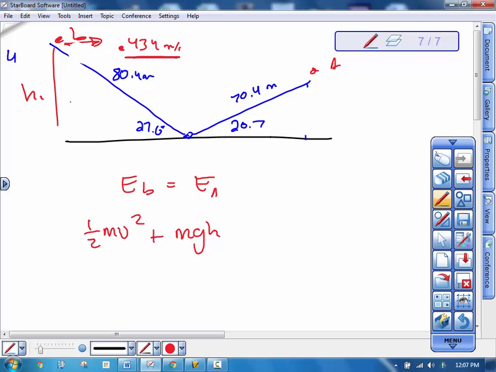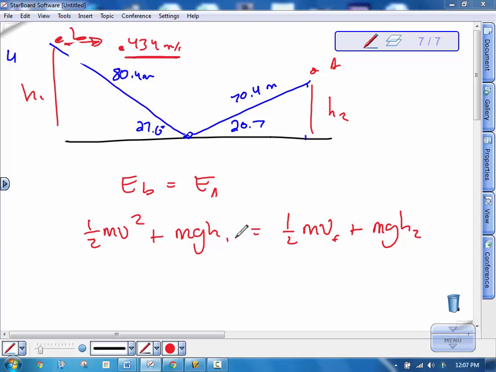Call that height 1. Okay, and then afterwards I'll call this height 2. It's going to have kinetic, I'll call this v final, plus mgh, where I'll call this h2. So we need to find those values. You need to use opposite over hypotenuse. So you need to use sine of 27.6 equals opposite over hypotenuse to find this height. And then same thing with this one. Use sine of 20.7 equals opposite over hypotenuse to find this vertical height.